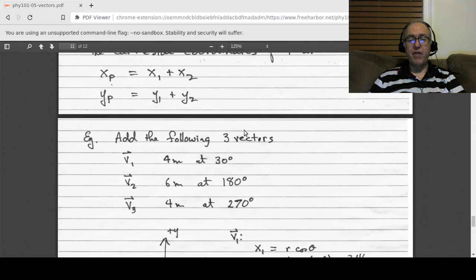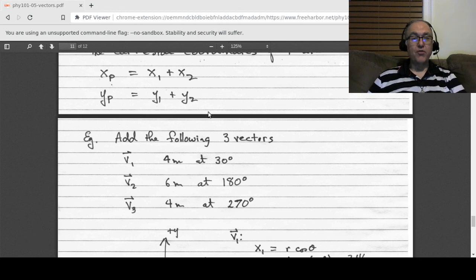I'm going to give you 3 vectors, and I'm going to give them to you in polar. So vector number 1 is 4 meters at 30 degrees, vector number 2 is 6 meters at 180 degrees, and vector number 3 is 4 meters at 270 degrees. Basically what I'm telling you to do is to go on a little trip, to take a little walk. Walk 4 meters at 30 degrees, then walk 6 meters at 180 degrees, and then walk 4 meters at 270 degrees. Tell me where you wind up.